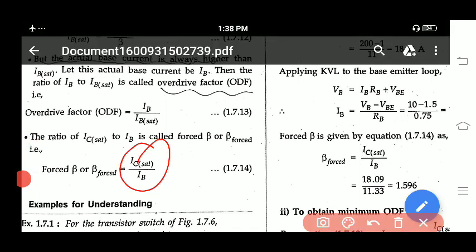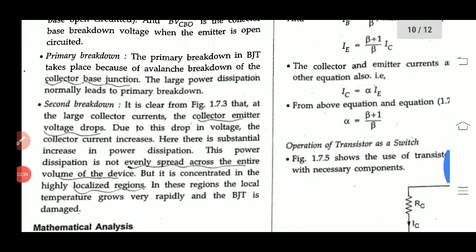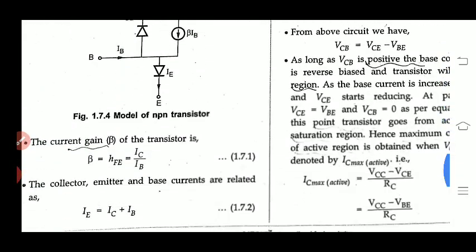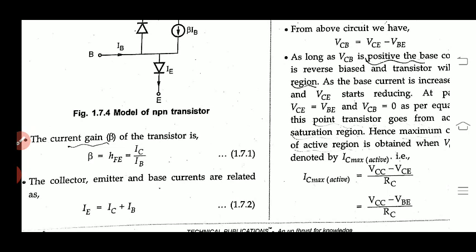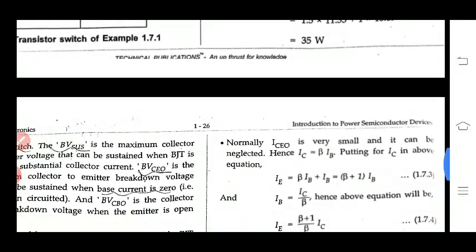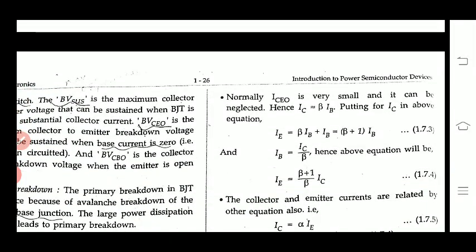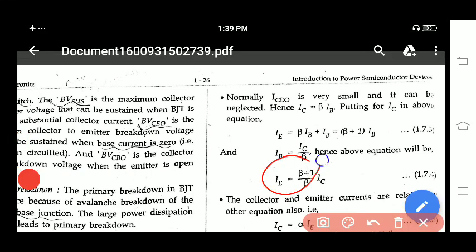Next we will see one simple problem related to this. Whatever expressions we have discussed now, with respect to that we will see one simple problem. Before going to that, we will revise the expressions I had discussed. Beta equal to IC by IB. Next IE equal to IC plus IB. In this expression, if you substitute IC equal to beta into IB plus ICEO, you can write it as IC equal to beta into IB. ICEO is neglected, so you will get IB equal to IC by beta. You will get this expression.